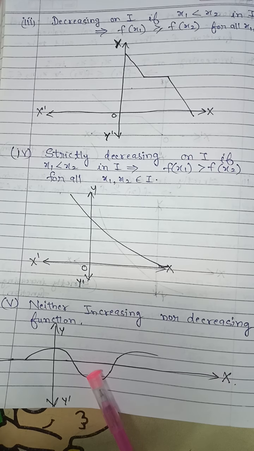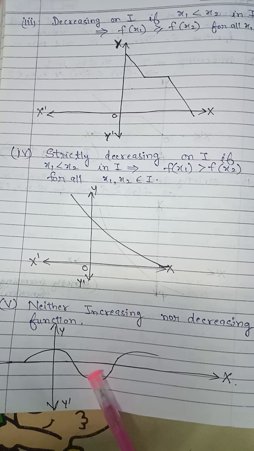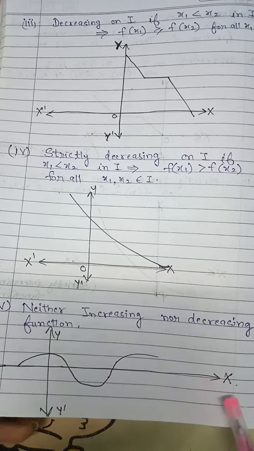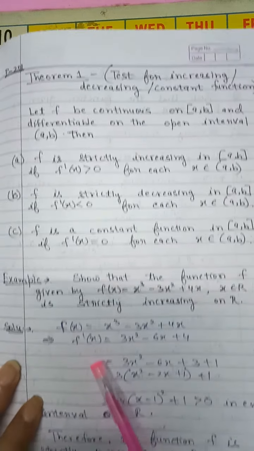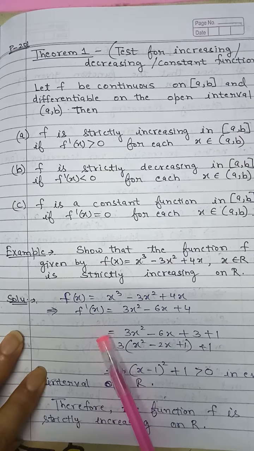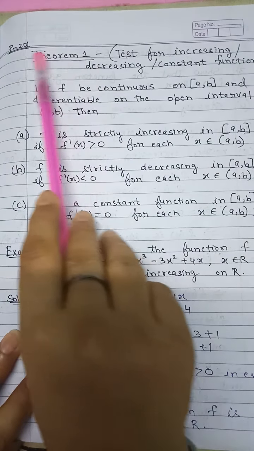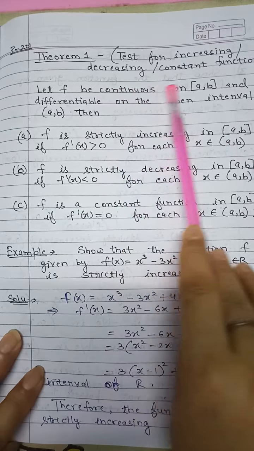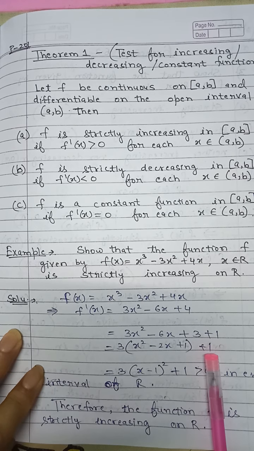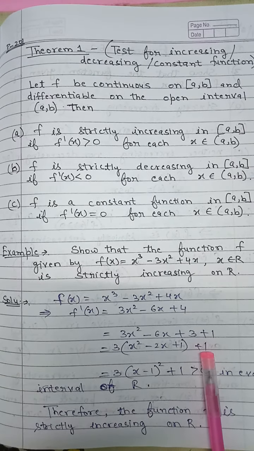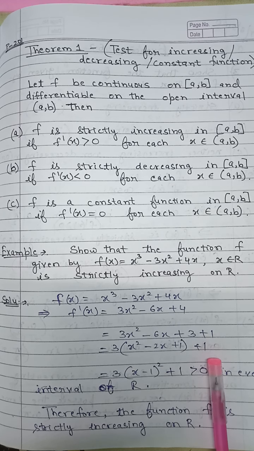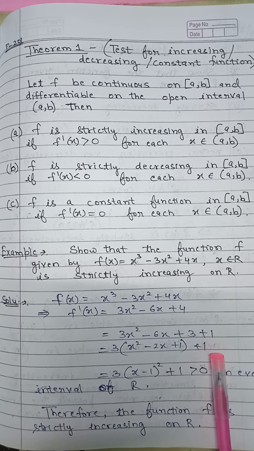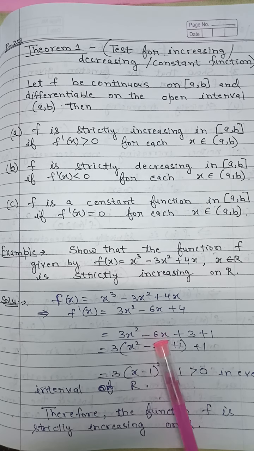Now these were the theoretical portion, but how will we do the questions practically? For that, there are some rules which we have to use for testing. See, it is a theorem given in your books on page number 201: Test for increasing, decreasing, constant function. How will we know whether it is an increasing function, a decreasing function or a constant function? So how will we do that?